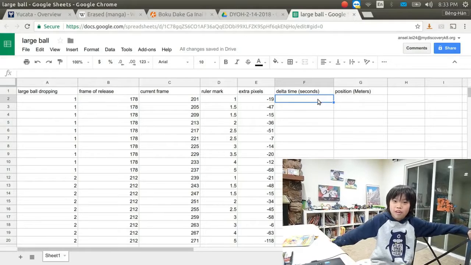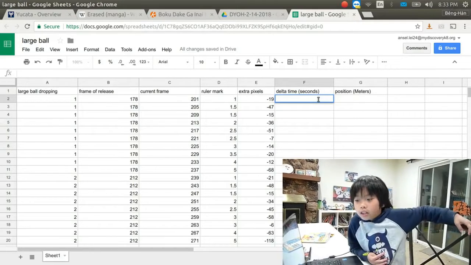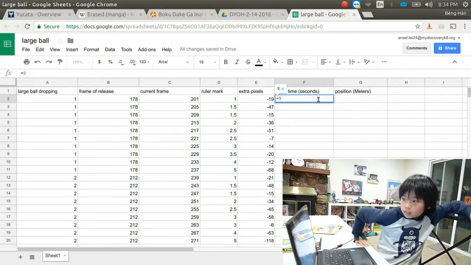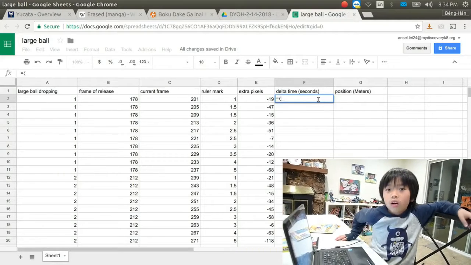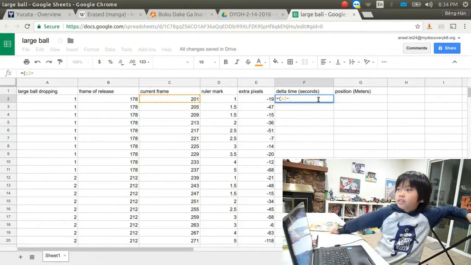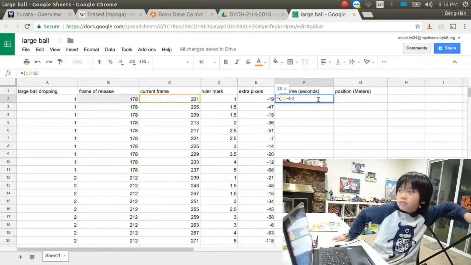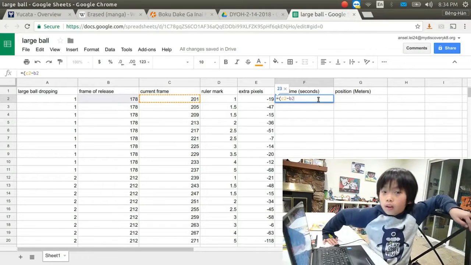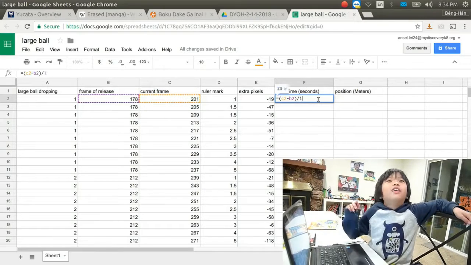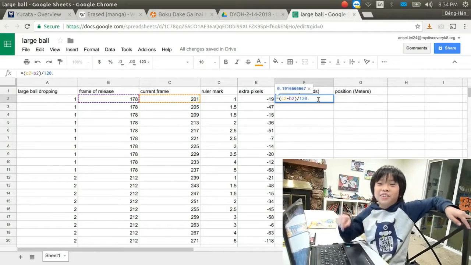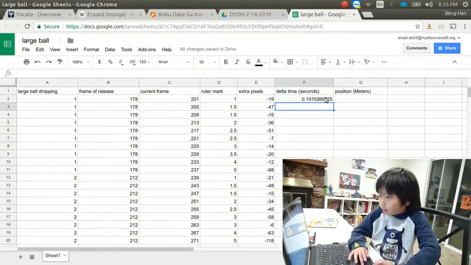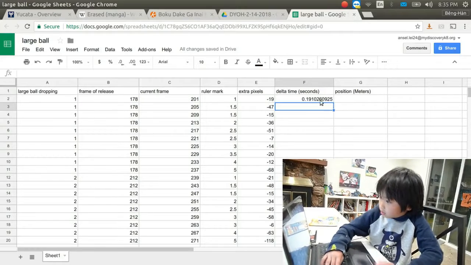In a second, there are 120.4024 frames. To measure it in seconds, we do the current frame minus the frame of release, divided by 120.4024. And then you get how many seconds there are.